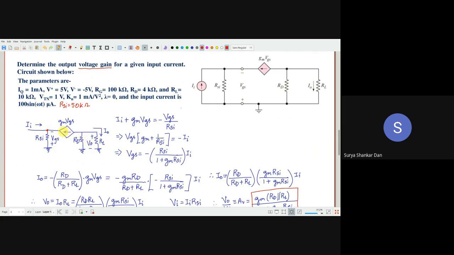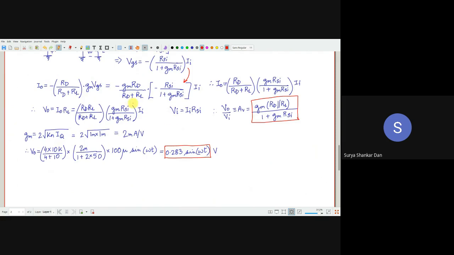But the thing is that GMVGS is in the opposite direction of IO. Notice, GMVGS is in this direction, IO is in this direction. That's why I have put this minus sign. So then what is the relation here? Minus GM RD by RD plus RL into VGS. Now the VGS value we had already calculated earlier, so I'll simply plug it in. So this minus and minus will cancel. So IO becomes equal to RD by RD plus RL, and this GM I can pull inside, GM RSI by 1 plus GM RSI into II.